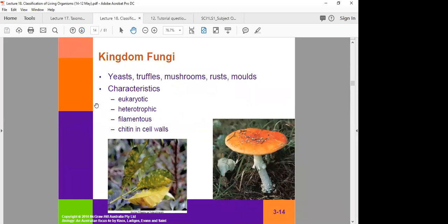All right, moving on now to our next kingdom, kingdom fungi, which includes yeasts, truffles, mushrooms, rusts, molds, and so on. Some characteristics of the fungi. They are all eukaryotic organisms. They are all heterotrophs. Many of them are filamentous. We'll come back to that. And they have chitin in their cell walls. Very tough substance, chitin. All right, here's some examples. We can see this disease here, which is caused by a rust fungus and a mushroom, another type of fungus.